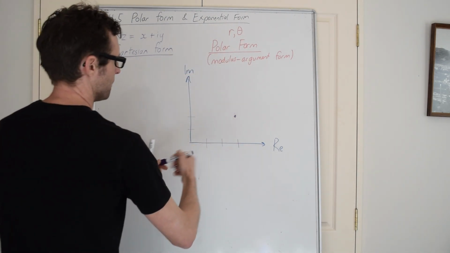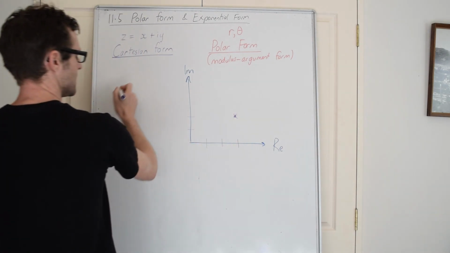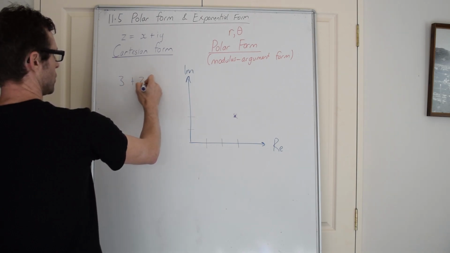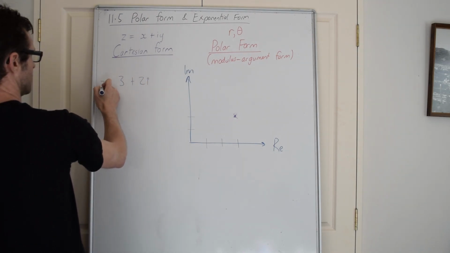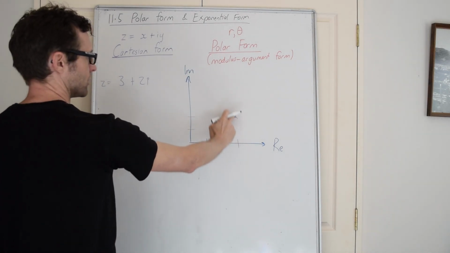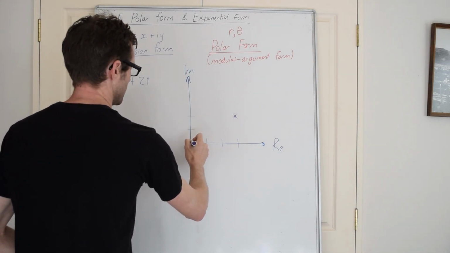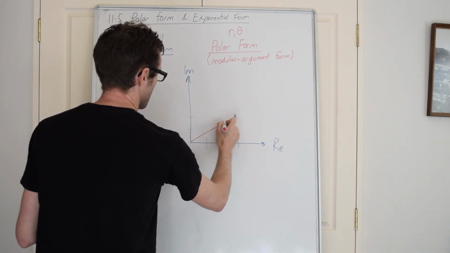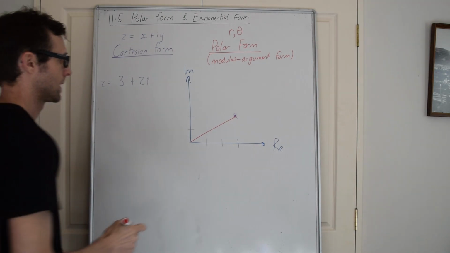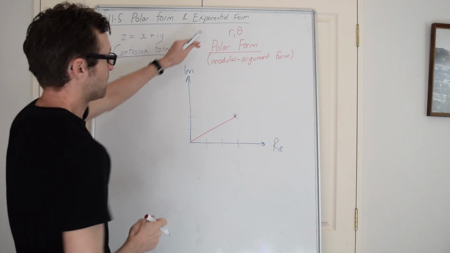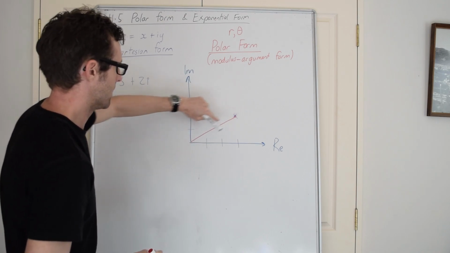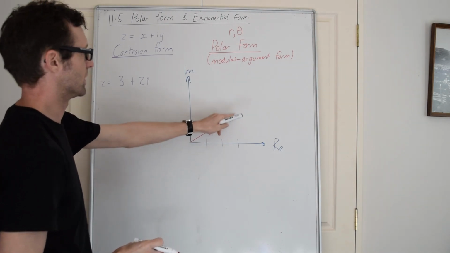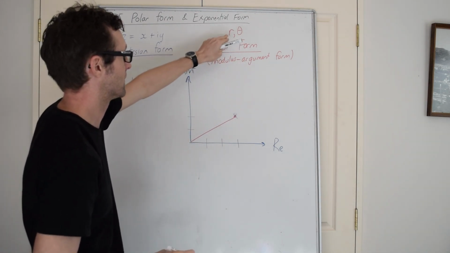Here I have a Cartesian form of 3 plus 2i. Z equals 3 plus 2i. So if you imagine, I could actually draw a line from the origin to that point like so. Now, in polar form, we are giving r, this length here. We call it the modulus. That's why we've got modulus argument form. So this is the modulus.